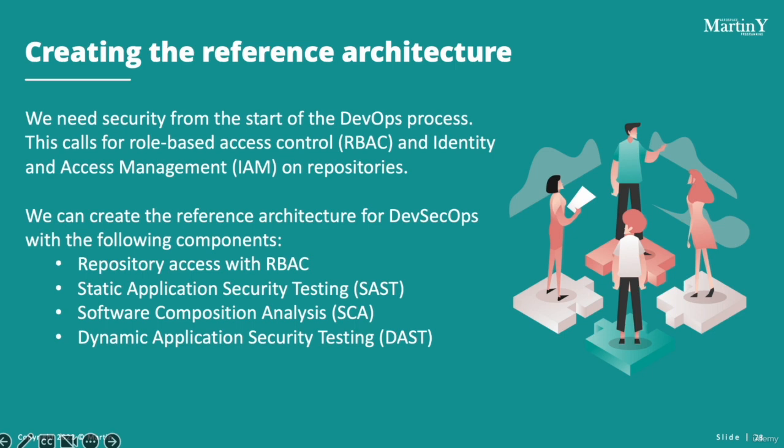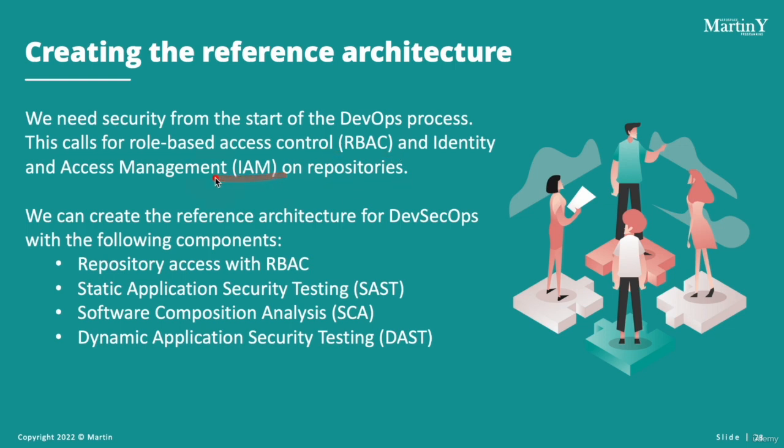In fact, we need security from the start of the DevOps process. In practice, this means that we start scanning for security issues from the moment the code is pulled from the repositories. The repositories are part of the software development lifecycle as well, so they should be protected from unauthorized access. This calls for role-based access, and identity and access management are quite important for the repositories. They are called RBAC and IAM.